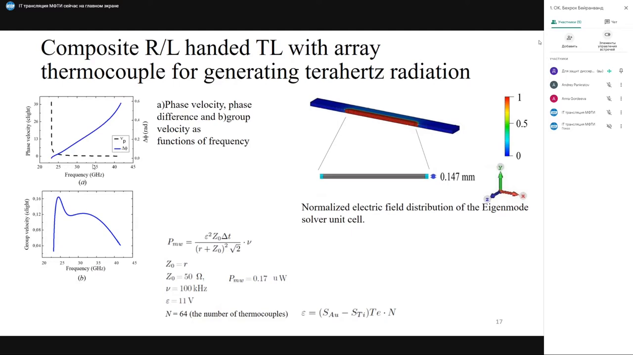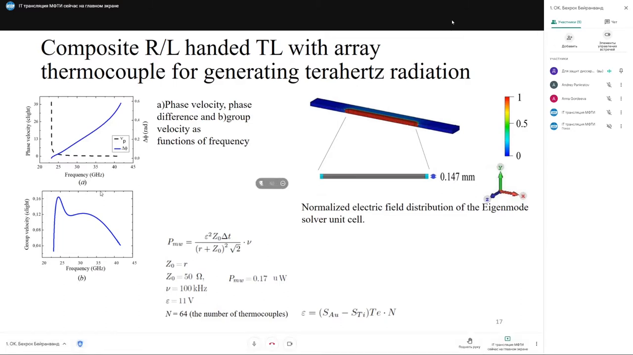The normalized electric field distribution of the eigenmode of the unit cell is here, and theoretically we calculate the power of this structure, which shows us how much power we can generate by femtosecond or sub-femtosecond laser pulses.